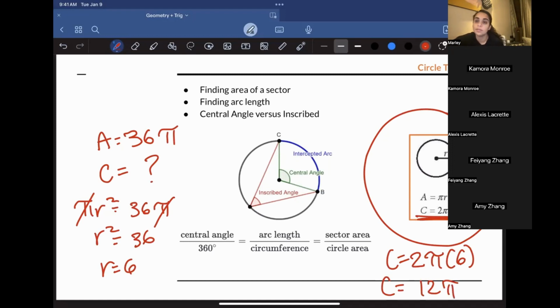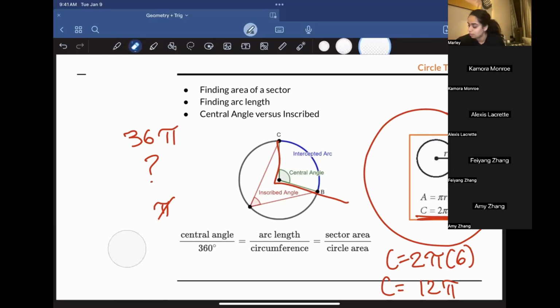So you can figure out area if you have circumference, and you can figure out circumference if you have area. In much more complicated questions, you can also use this relation between area and circumference for sectors, which is important to remember and takes a little bit extra time, which is annoying. And so that's okay. All right.